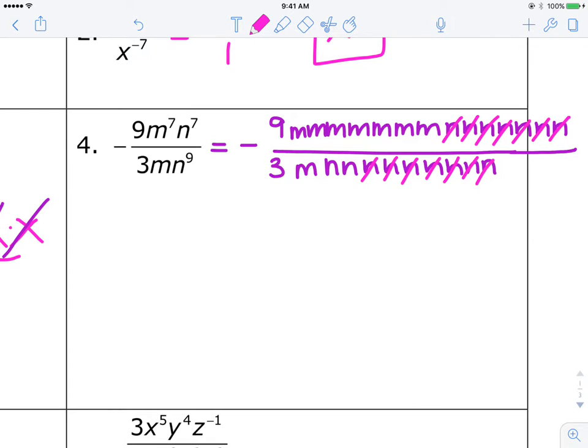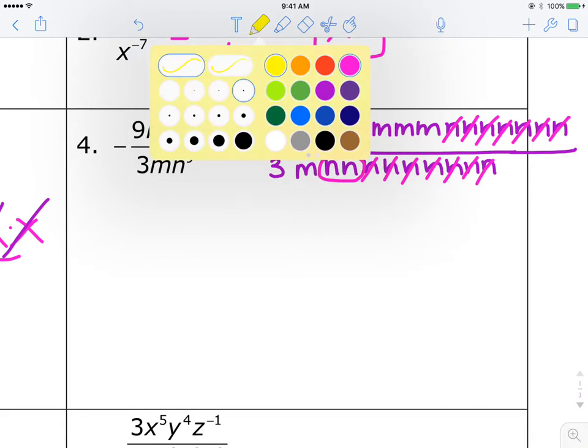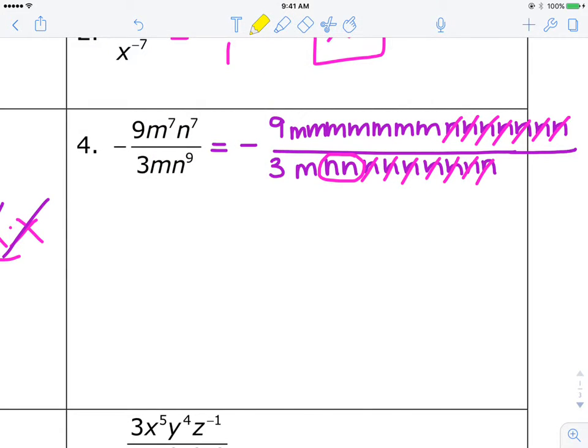All right, I ran out of n's on the top, so I have to stop. I have 2 n's left on the bottom. We can do a similar thing here with the m's, right? I had an m on the bottom and 1 on the top. And that's all I can do, right? So I'm left with all of these m's here on the top.